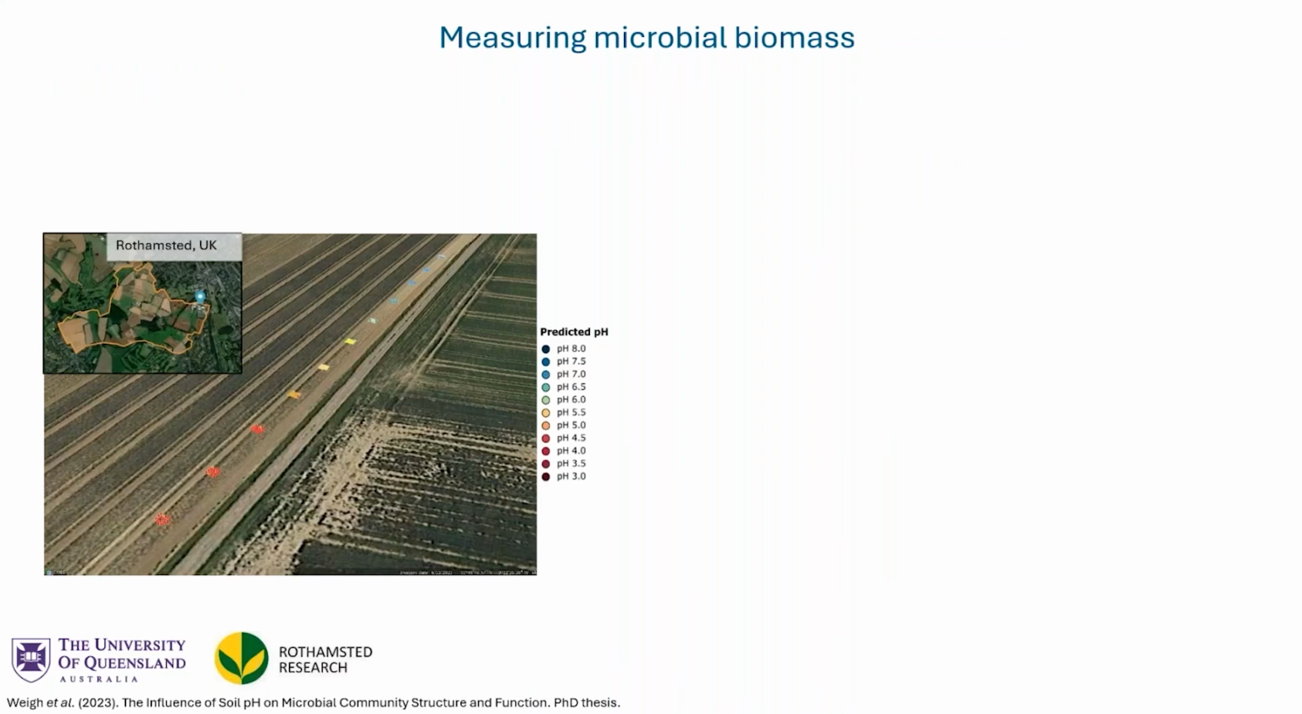During my PhD, I quantified microbial abundances along the Hoosfield acid strip at Rothamsted in the UK, which is a very unique field gradient from about pH 4 to about pH 8. This allowed the effects of pH on soil microbes to be determined without confounding factors like different soil types and climate. This plot shows the pH sampling points collected along the gradient.